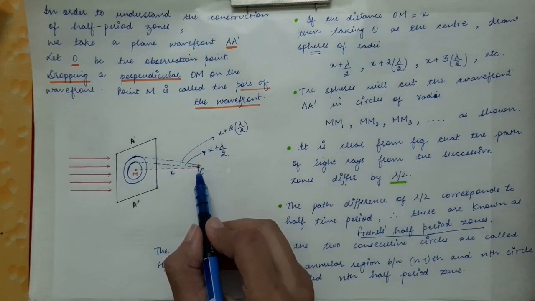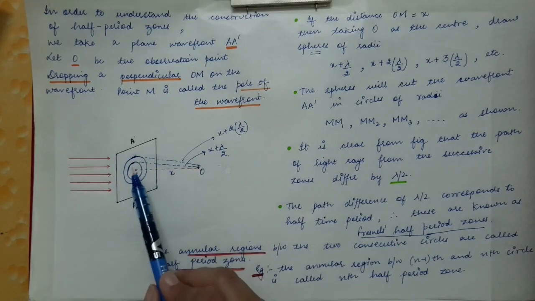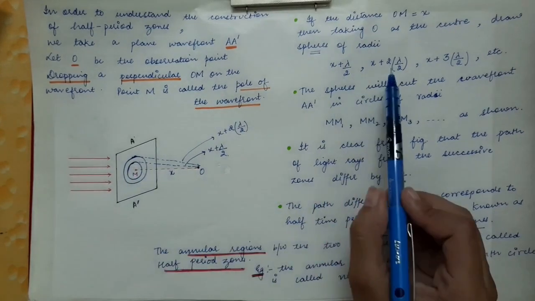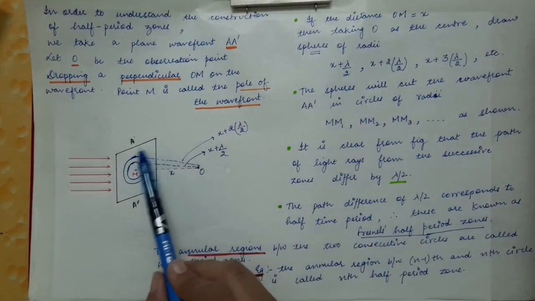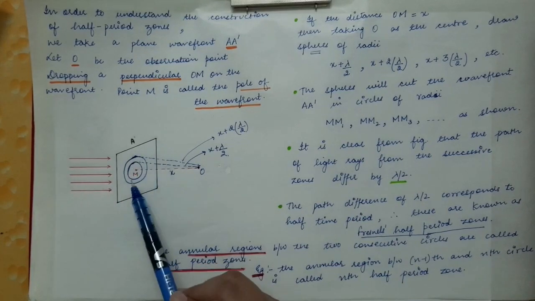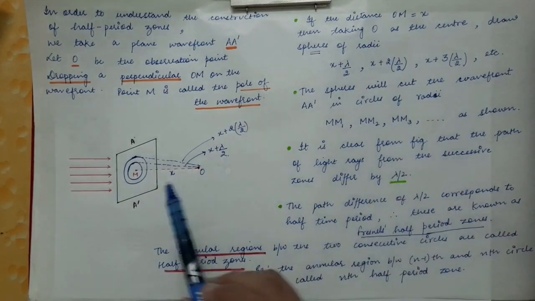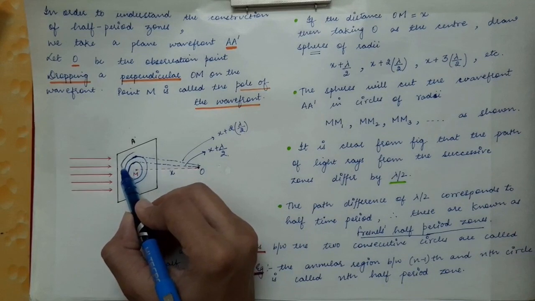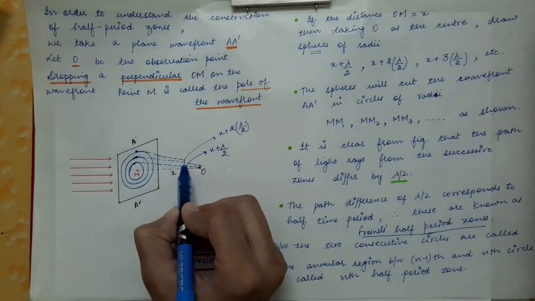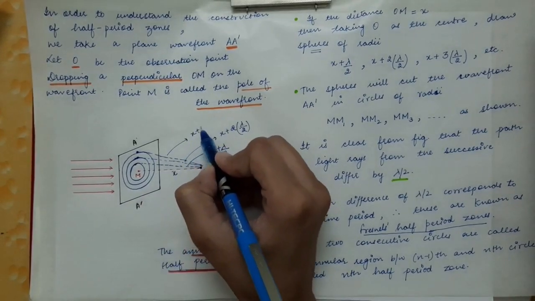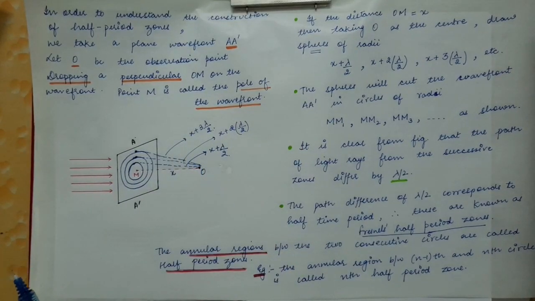This is completely imaginary. You have to imagine that you are drawing a sphere of radius x plus lambda by 2. That will cut the plane wavefront in a circle, and then if you draw a sphere of radius x plus 2 lambda by 2, that will again cut the wavefront in a circle with a larger radius. Then if you draw a sphere of radius x plus 3 lambda by 2, that will again cut the plane wavefront with an even larger radius. That distance from the observation point will be equal to x plus 3 lambda by 2. Similarly, you can draw n number of circles.